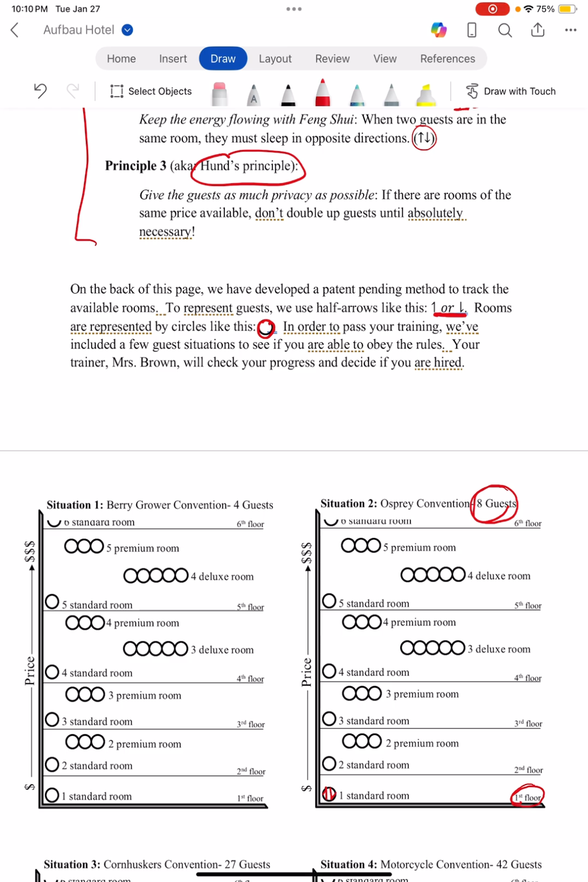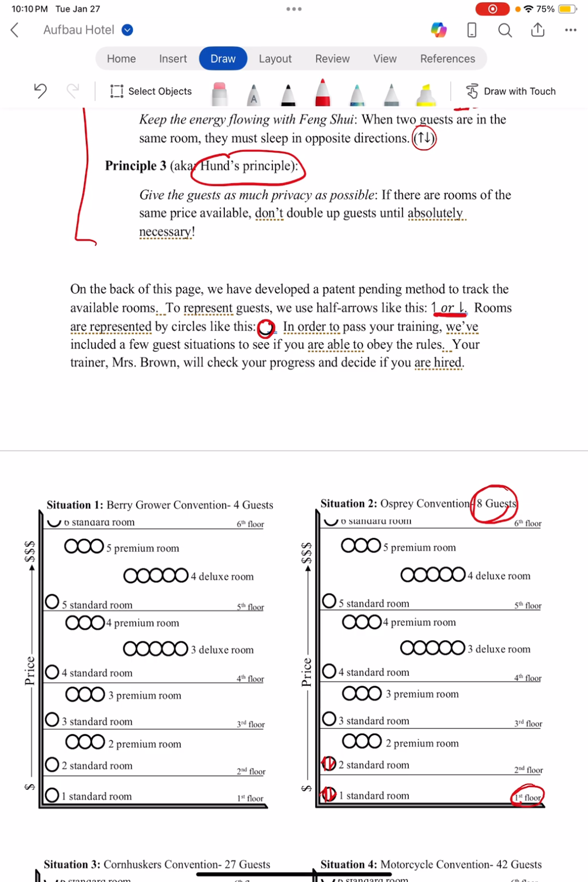Okay, so first room, we're going to go like this, and that takes care of 2 of our guests. Okay, so each arrow is 1 guest, so there's 1 guest and there's a second guest. Okay, then we're going to go to the standard room and there's 2 more guests. Okay, so again, each circle represents 1 room. So now we've got 4 of our guests taken care of.